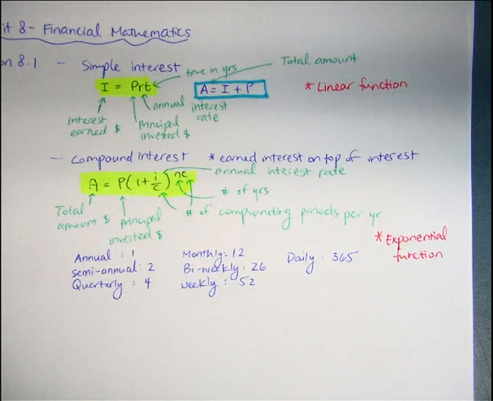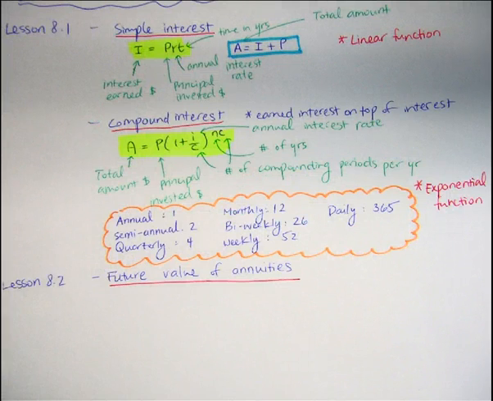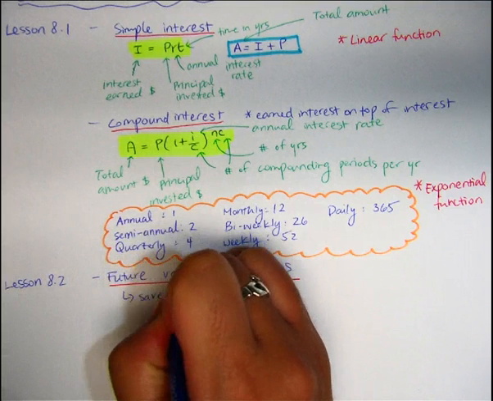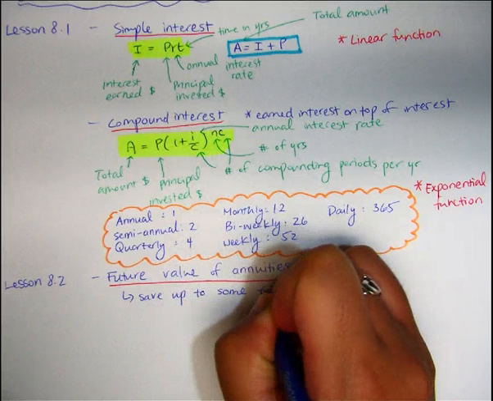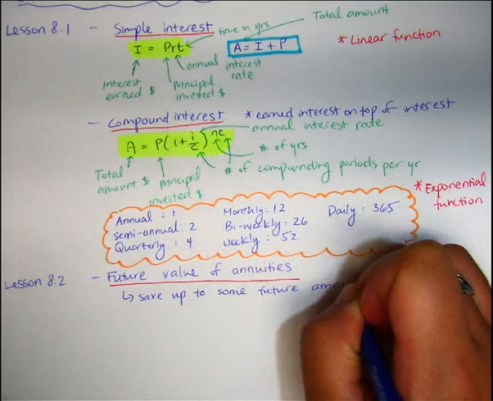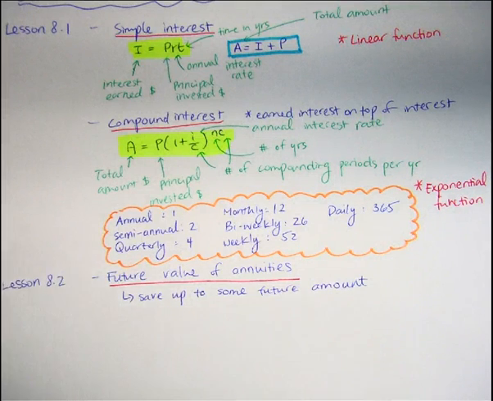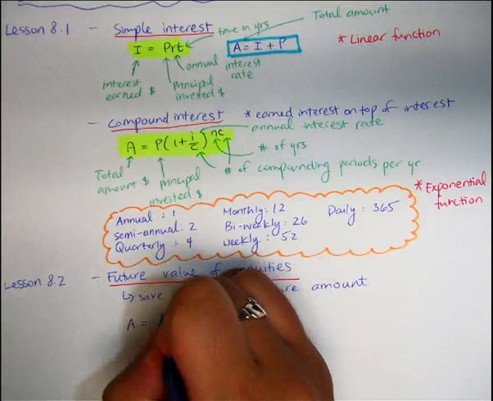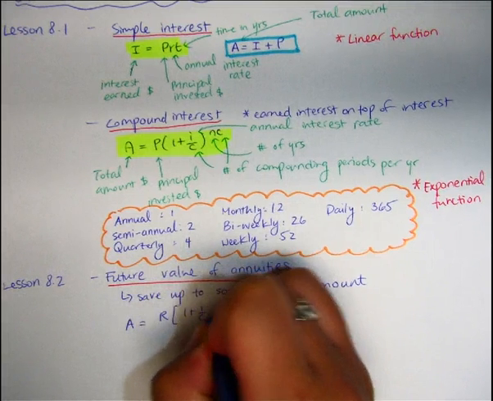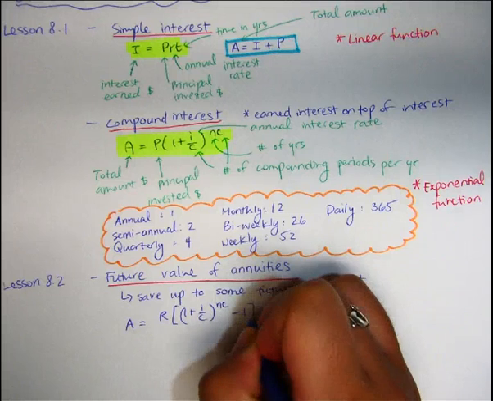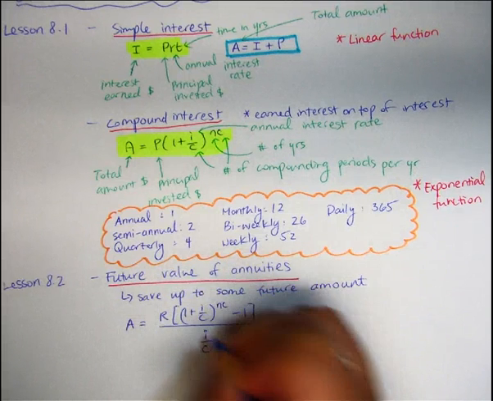Alrighty, let's move on to lesson 8.2, which was future value of annuities. Future value of annuities, remember you are investing a little bit every week, day, month, year, etc. in order to save up to some future amount. We use the formula A equals R[(1 plus I over C) to the power of NC minus 1], all divided by I over C.